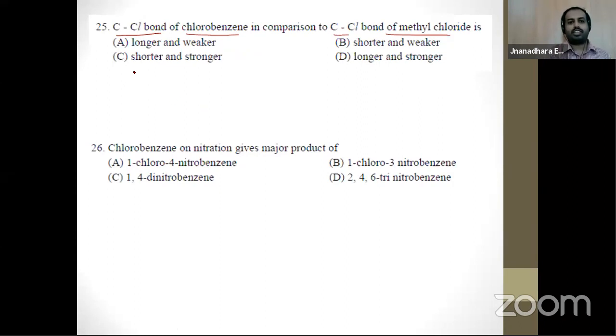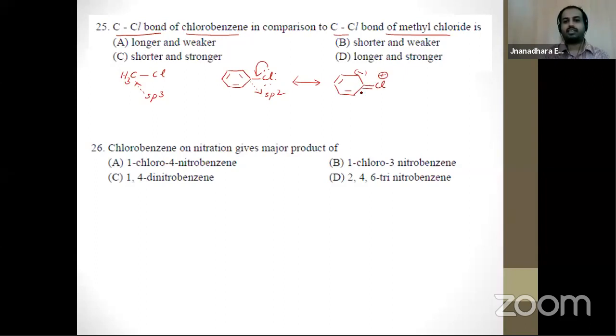This is chloromethane, CH3Cl, wherein carbon atom is sp3 hybridized. Then you have chlorobenzene, wherein chlorine is attached to benzene ring, wherein the carbon atom is sp2 hybridized. Very good. Now you know chlorine attached to benzene ring exerts plus R effect and shows resonance, because of which carbon-chlorine bond acquires partial double bond character.